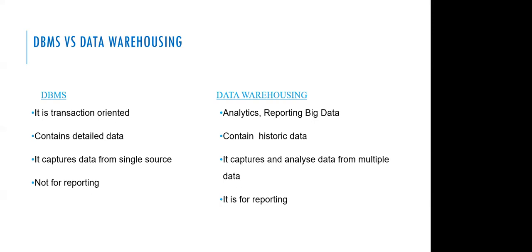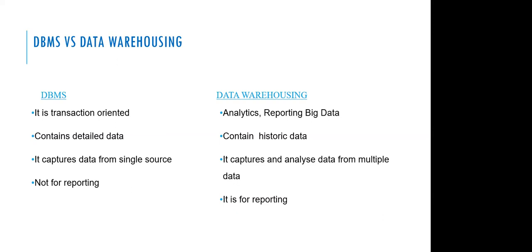The DBMS will store the data, but not for a very long time. It's very recent data that we could see in DBMS. But a data warehouse is mainly for storing, and we can analyze the data warehouse data and even use it for reporting purposes. To report or analyze the data, we should have the old data as well. So in general, a data warehouse will store both current data and history data. This is the main difference between DBMS and data warehouse.